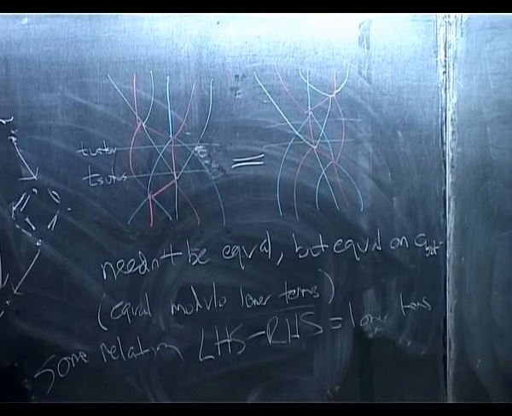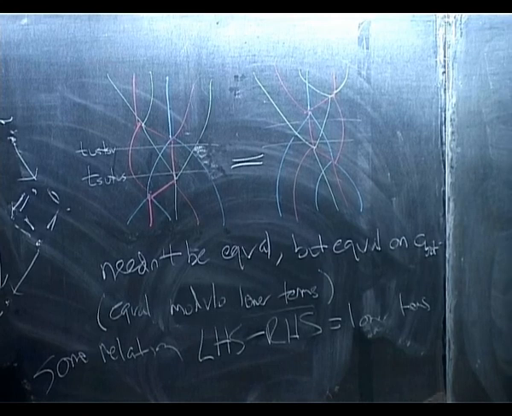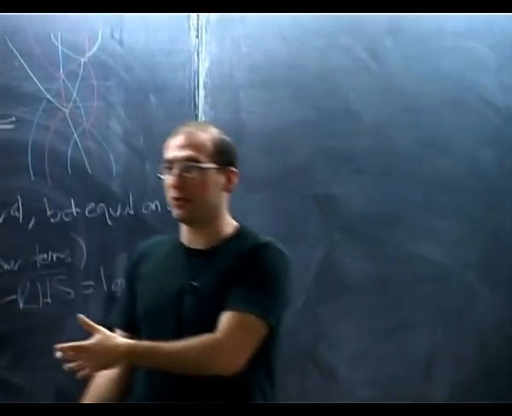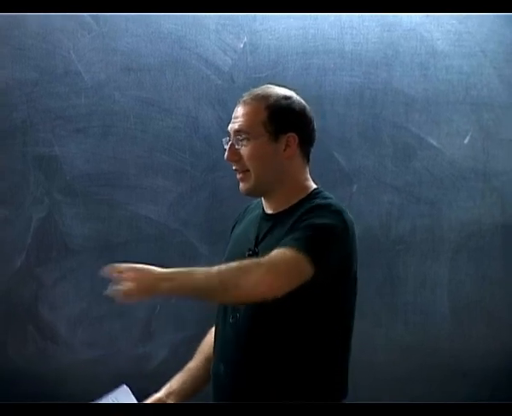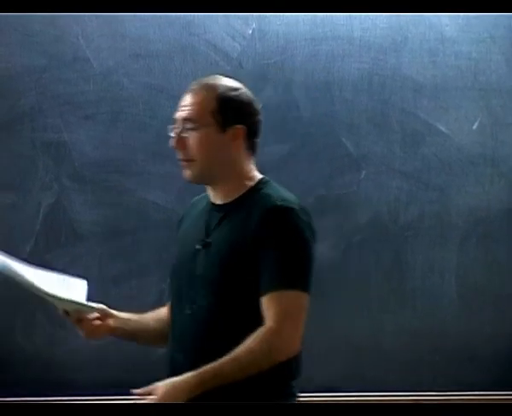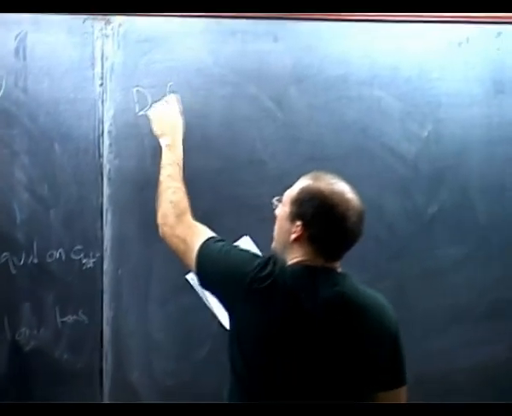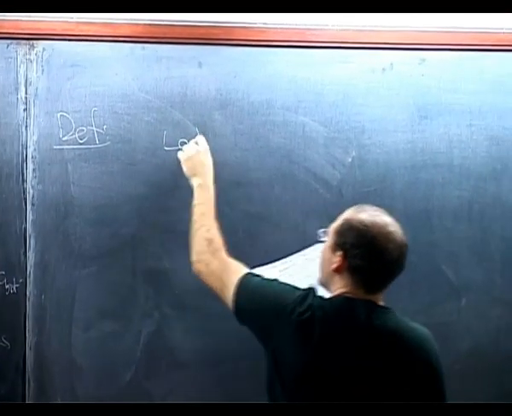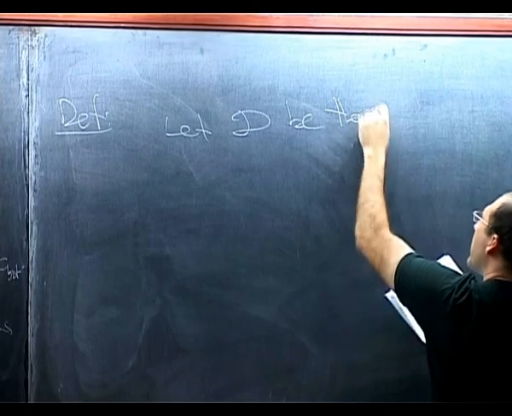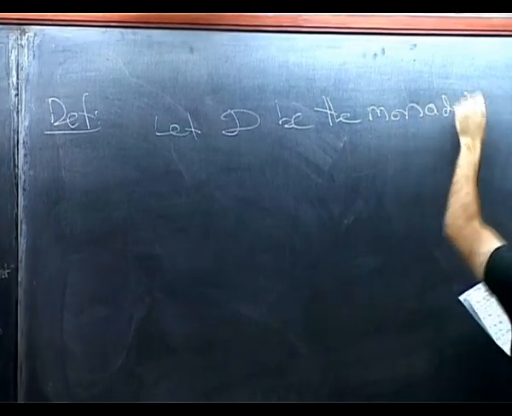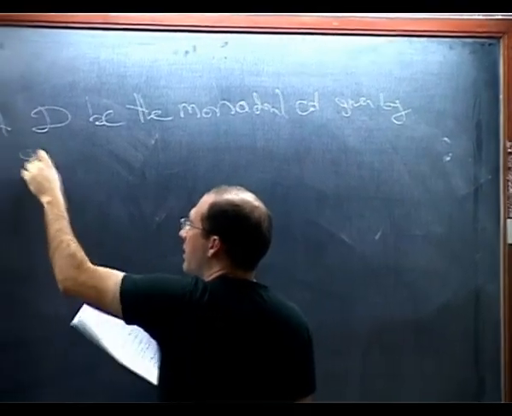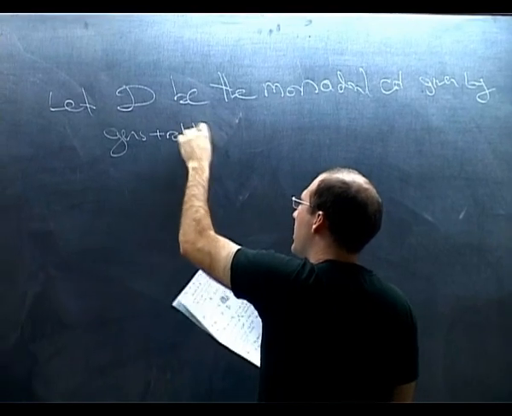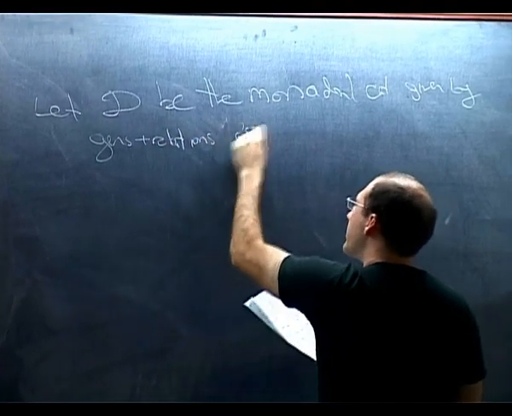So what we've done so far, again, is we've taken a bunch of legitimate maps between R bimodules. We've encoded them diagrammatically. We've found some relations between them. And we want to prove that these are all the relations, and that compositions of these diagrams give you all the maps. So let's just define. Let D be the monoidal category given by generators and relations, as previous.